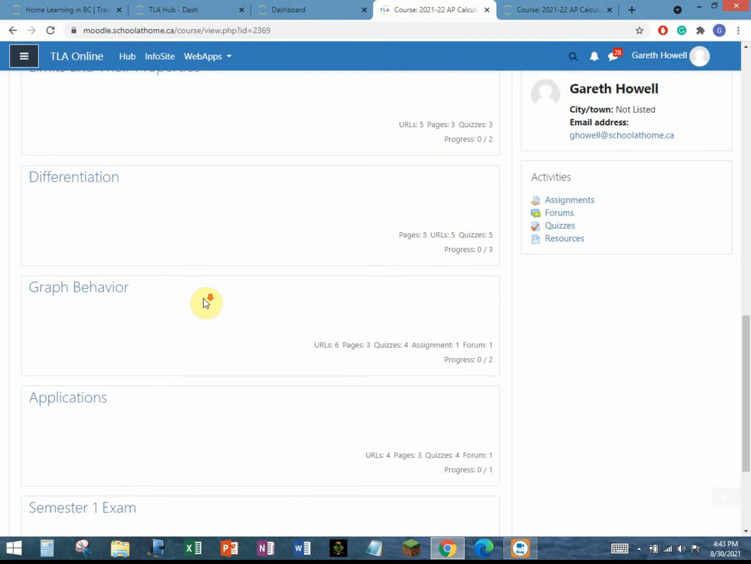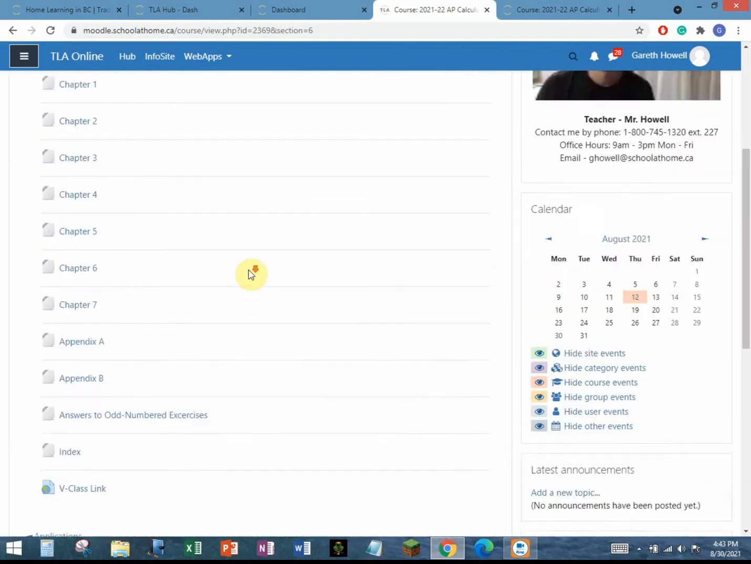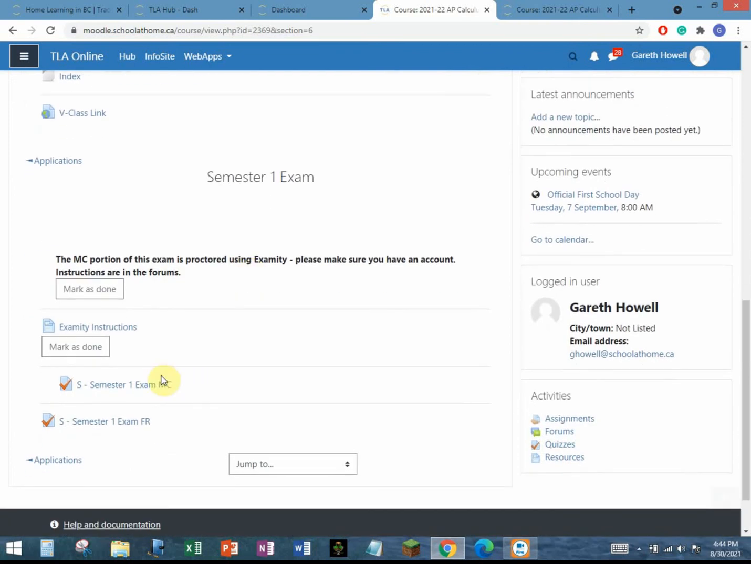There are 2 proctored exams, which are 2 supervised exams for the course. The first one is in the first part, part A, and for the semester 1 exam, all I made was the multiple choice portion of that exam. That one's proctored, and that is done through a company called Examity. So please be aware that one is supervised. The free response portion of the semester 1 exam is not supervised.